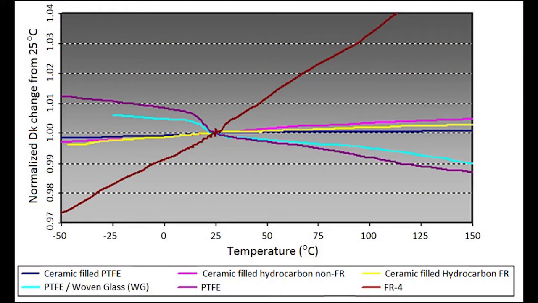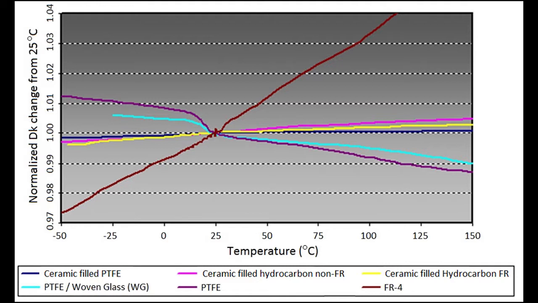The chart shown here shows the TCDK behavior of several different materials. First, I wanted to point out the dark purple curve, which is a material that's nearly pure PTFE, and you can see it transition at room temperature. That's a pretty common occurrence for PTFE. That's kind of the nature of the beast.